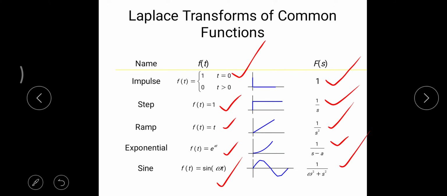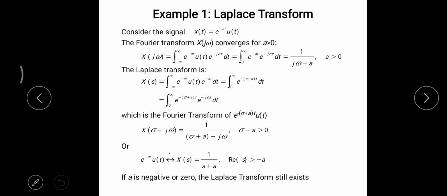Now I will explain a few more examples with proper explanation, step by step. Let us consider x of t is equal to e to the power of minus at into u of t. We know the formula: x of s is equal to the integral from minus infinity to plus infinity of x of t into e power minus st into dt. The x of t in the problem is e power minus at u of t. u of t is the unit step signal, whose magnitude is 1 from 0 to infinity. So the limits change from 0 to infinity instead of minus infinity to plus infinity.